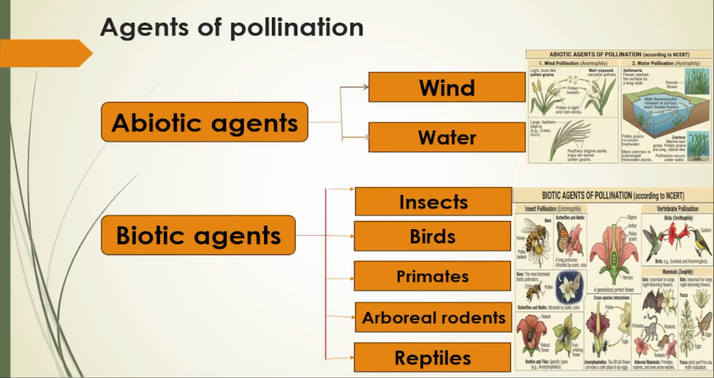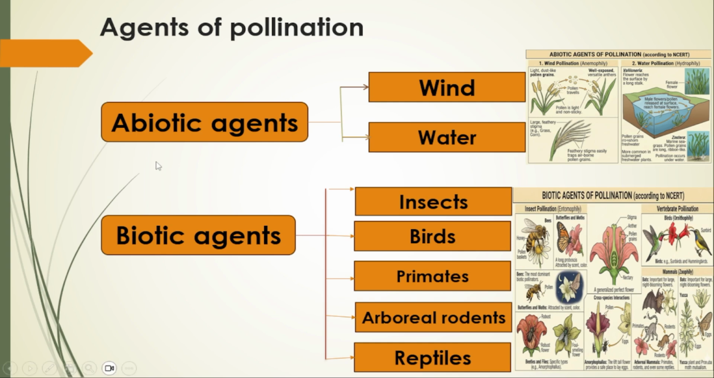Let's get started. Today we are going to start with the concept of agents of pollination. Yesterday and the day before yesterday, in the last 2 lectures, we covered 2 main topics. This is the third main topic, agents of pollination. Whatever agents are there to do pollination, we are going to discuss here. Pollination means the transfer of pollen grains from the anther to the stigma. To do such work, there is a need of agents.